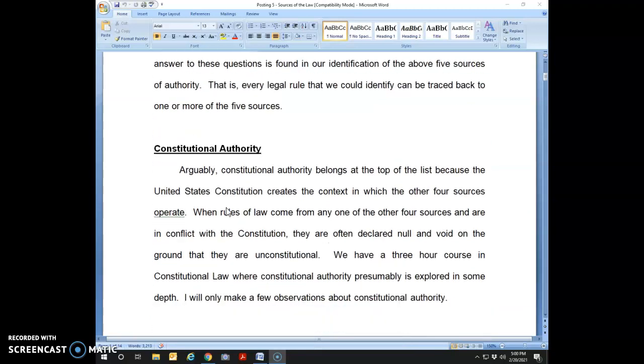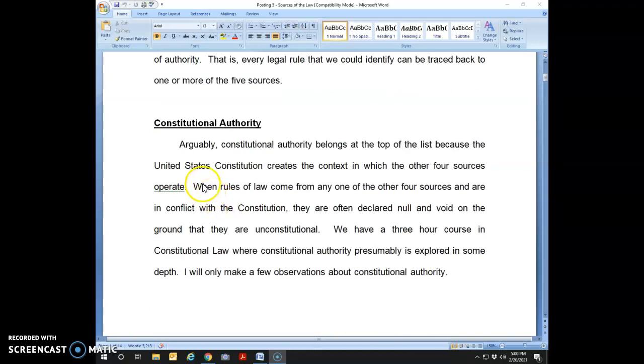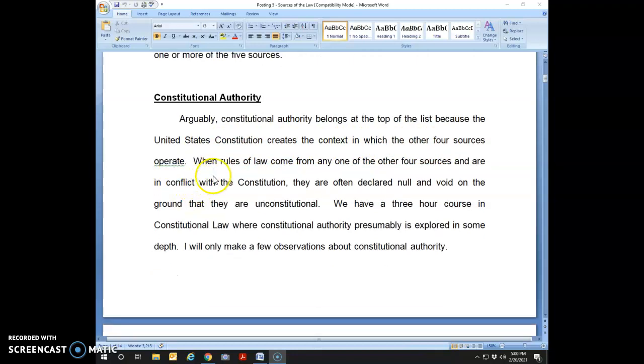But let's begin with constitutional authority, and as I say, it belongs at the top of the list, we could say, because the Constitution creates the context in which the other 4 sources operate. And indeed, when the rules of law come from any of the other 4 sources and are in conflict with the Constitution, they are often declared null and void on the ground that they are unconstitutional.